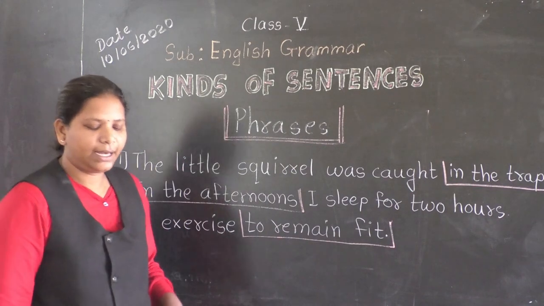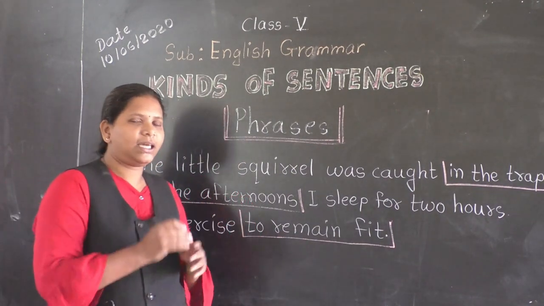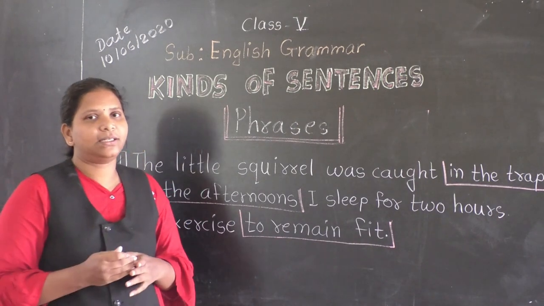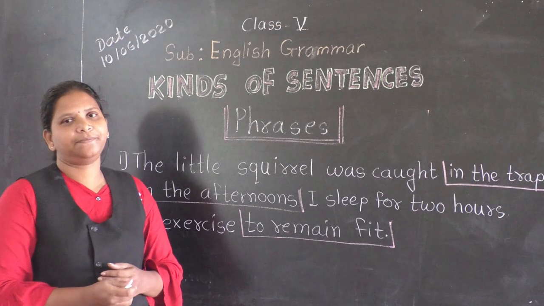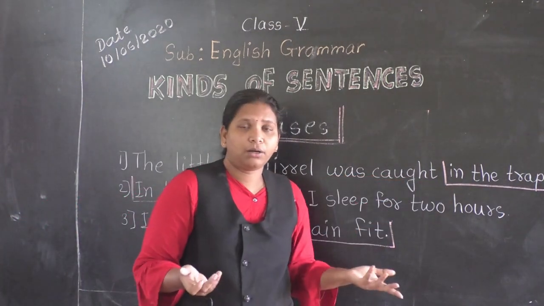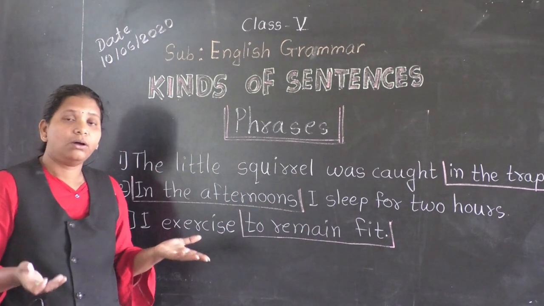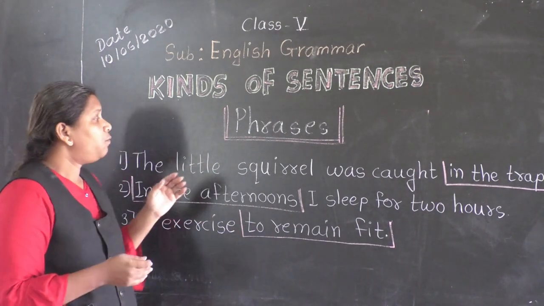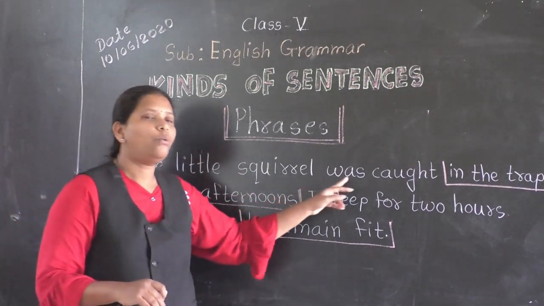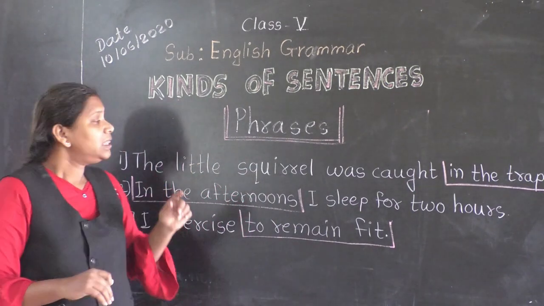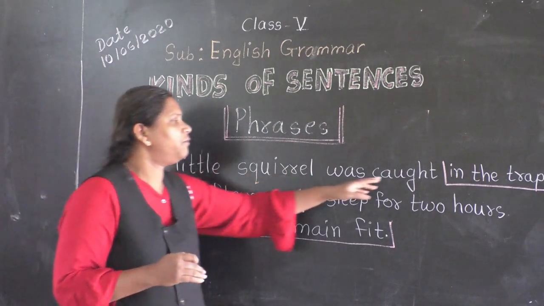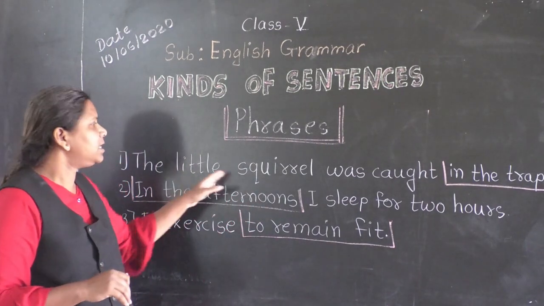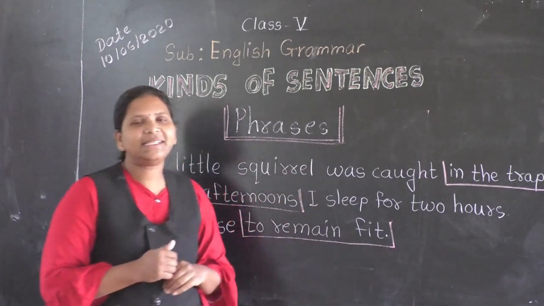Okay. Now see the highlighted words. These highlighted words make some sense: in the trap, in the afternoons, to remain fit. These words make some sense, but do not make a complete sense. Now see, in the trap, what in the trap? In the afternoons, what in the afternoons? To remain fit, but what? But when I say the little squirrel was caught in the trap, now I understand what it is meant to say. It makes complete sense, right?